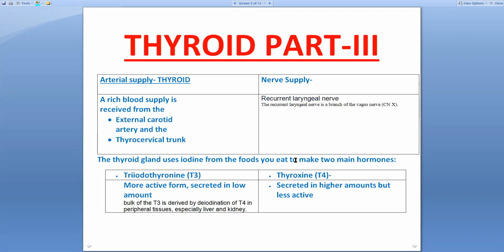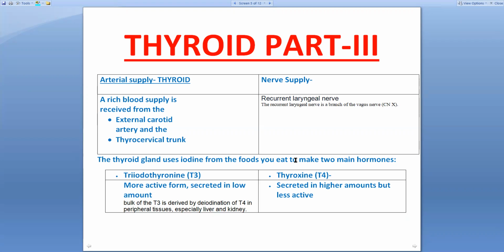We have already studied that the thyroid gland secretes two types of hormones. The follicular cells form T3 and T4, and the parafollicular or the C cells form calcitonin. We will study today about T3 and T4, triiodothyronine and thyroxine. We have studied that T3 is the more active form and thyroxine is the less active form.